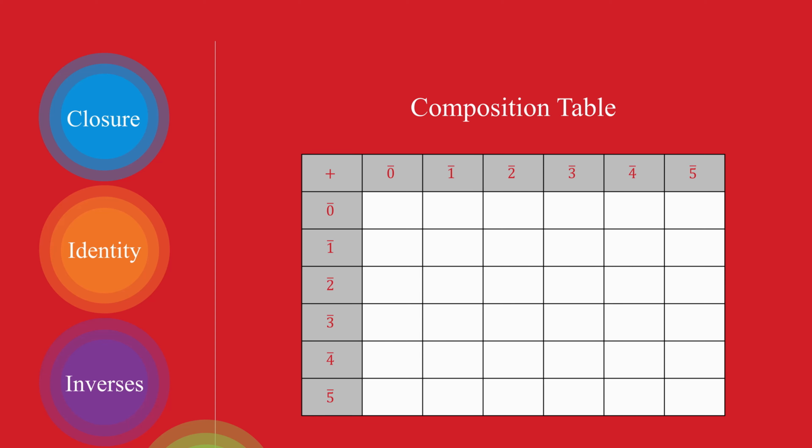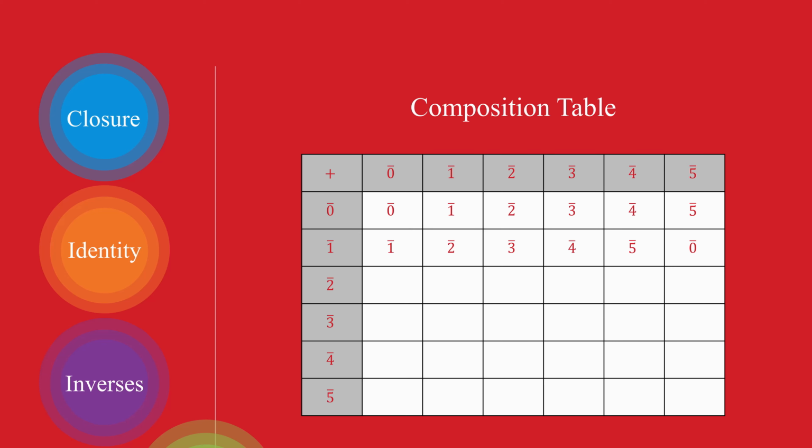So the first entry is going to be 0 plus 0, that's 0. Then the next entries will be 0 plus 1, 1, 0 plus 2, 0 plus 3, 0 plus 4, 0 plus 5. On the same lines, we will have the next row filled up by 1 plus 0, 1 plus 1, 1 plus 2, 1 plus 3, 1 plus 4, 1 plus 5 is 6. And 6 when you divide by 6 is going to be 0.